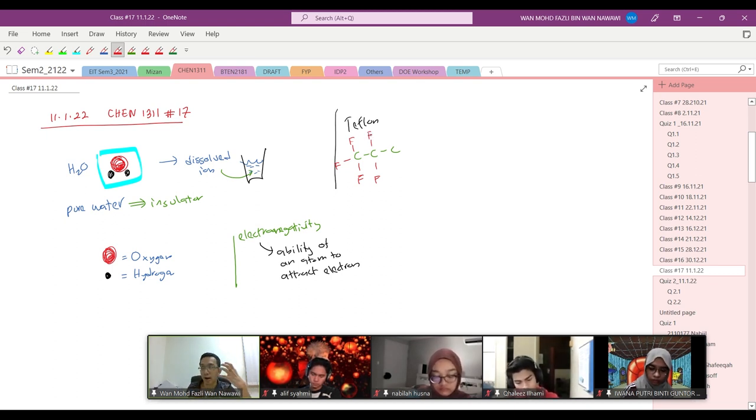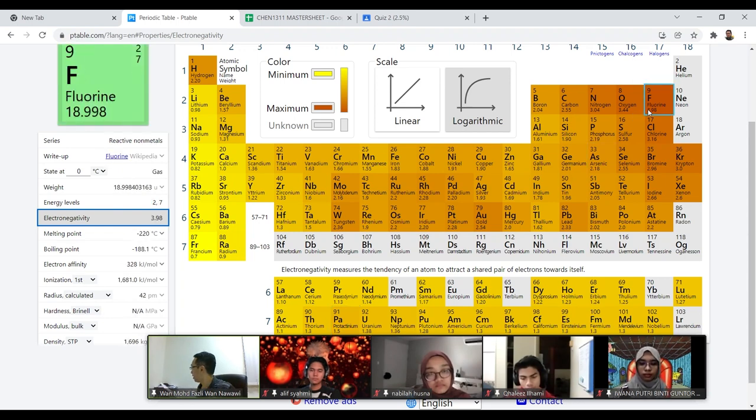Because fluorine has the highest electronegativity, it's very difficult for other atoms to remove fluorine from the carbon-fluorine interaction. That's why PTFE is very inert. If you use other chemicals, no reaction happens, because fluorine and carbon live happily together. They don't care about whatever happens outside. That's one reason why Teflon is inert: fluorine has very high electronegativity, so other atoms cannot throw it out from the carbon-fluorine in the PTFE material.